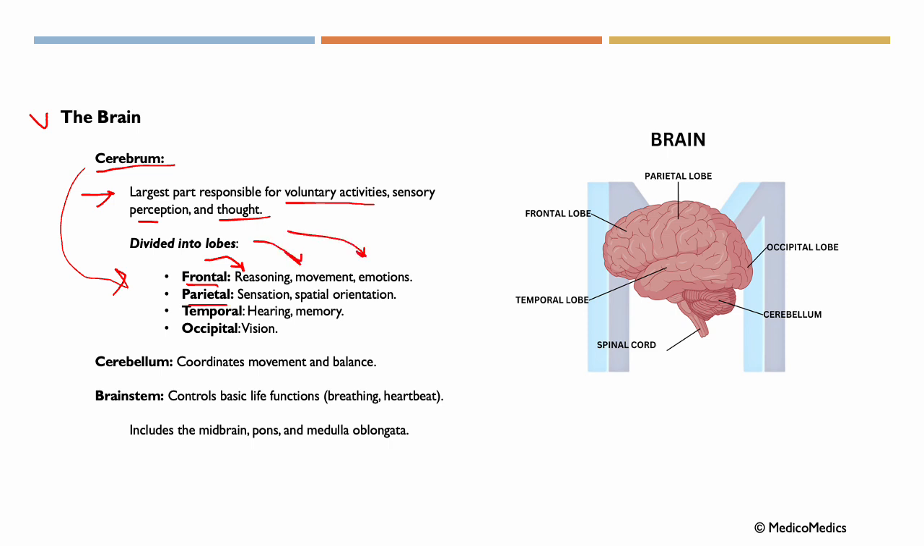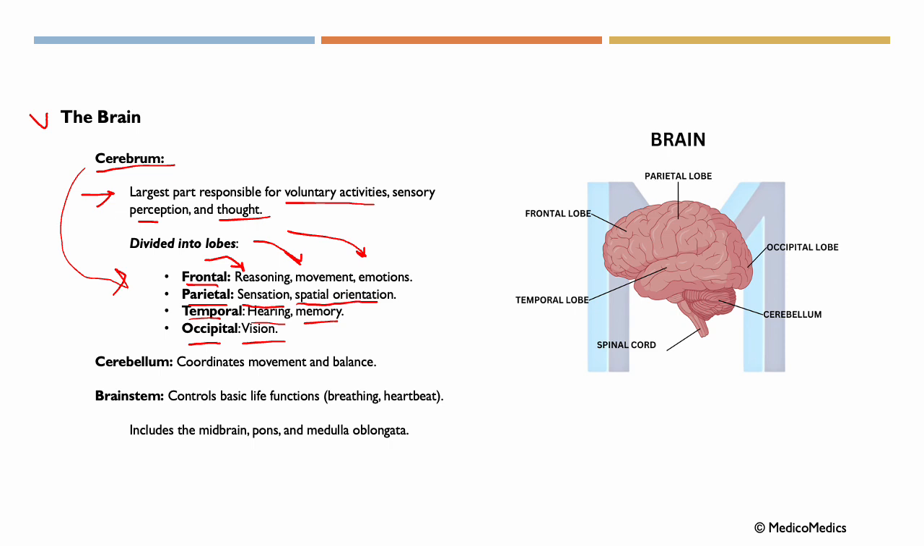We have the parietal lobe. Here we find sensation, spatial orientation. We have the temporal lobes, where we have hearing and memory. We have the occipital lobe, where we have vision.